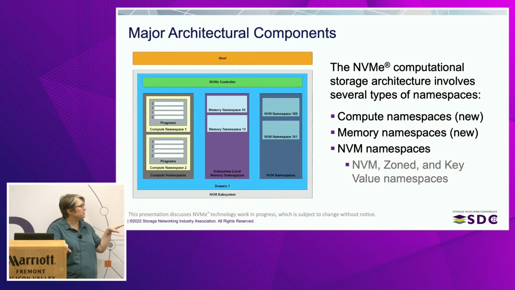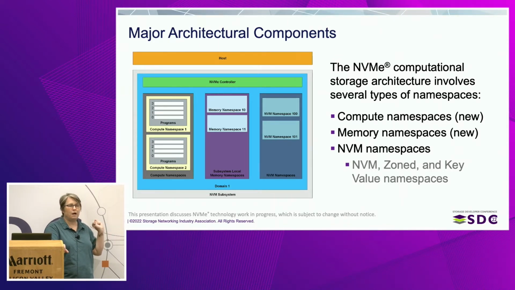What you can see here is that there are 3 different kinds of namespaces. We have the NVM namespaces that exist today that we already know and love, the non-volatile memory namespaces. We have zoned, ZNS namespaces, and key value namespaces that are already defined today. In this picture that is the far right column, which shows an example of a couple of NVM namespaces. What we're introducing new for computational storage is 2 different kinds of new namespaces.